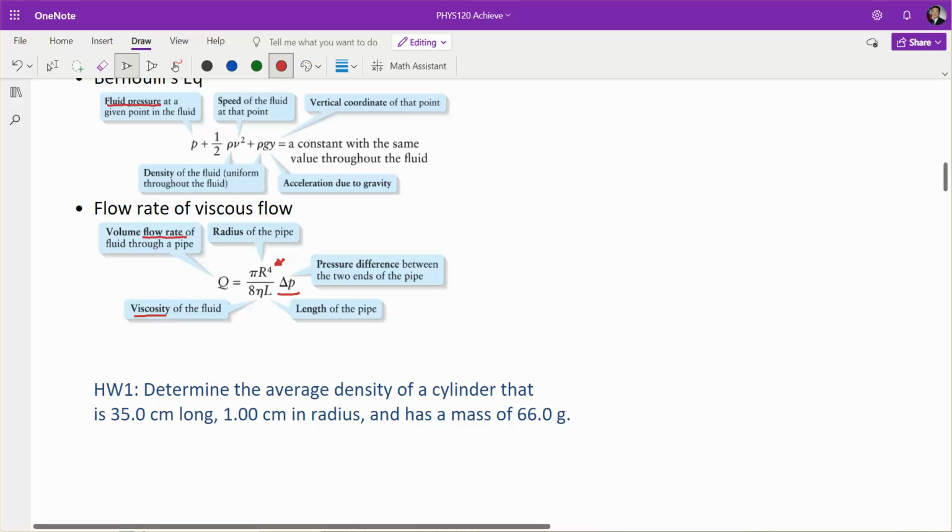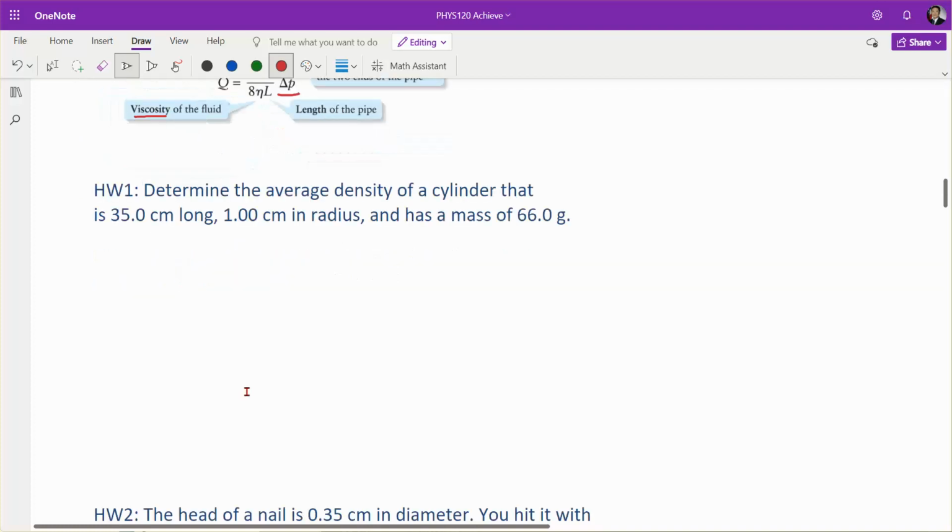And let's look at some examples by looking at these homework problems. Now the first homework problem that I wanted to show you is about density. Over here the problem says, what is the average density of a cylinder that is 30.0 centimeters long and 1 centimeter in radius.